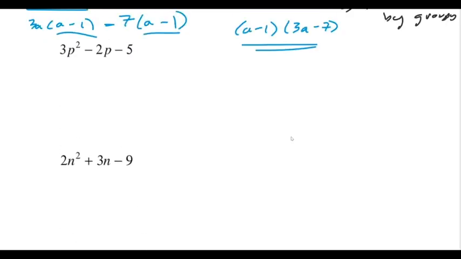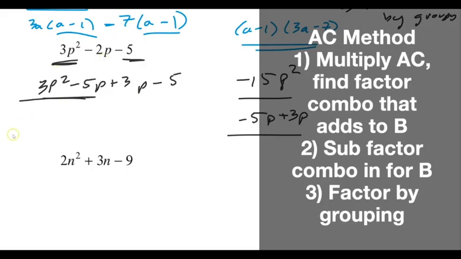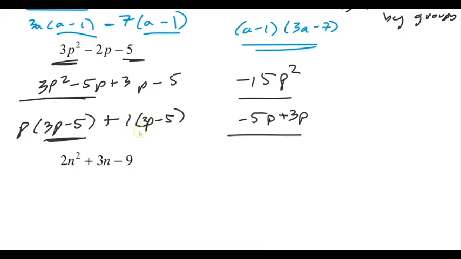I'm going to do a couple more, but it doesn't change. It's the same idea every single time. I multiply these together and get negative 15p squared. Find the combo that gives the middle. In this case, that'd be negative 5p and 3p. Plug it in for the middle, and then factor by grouping. In this case, they have a p in common, and you get 3p minus 5. Always bring down the middle sign. These have nothing in common, so we put a 1 on the outside. 3p minus 5, sorry. These match. 3p minus 5, p plus 1.